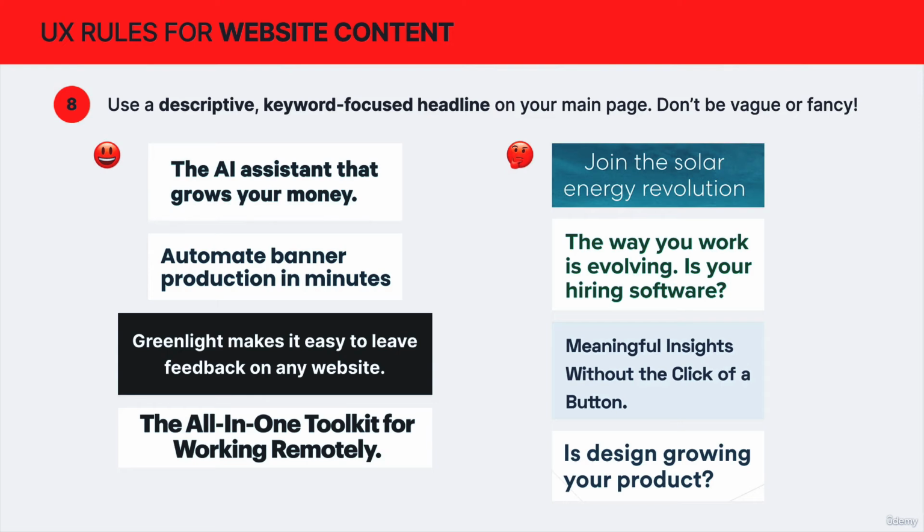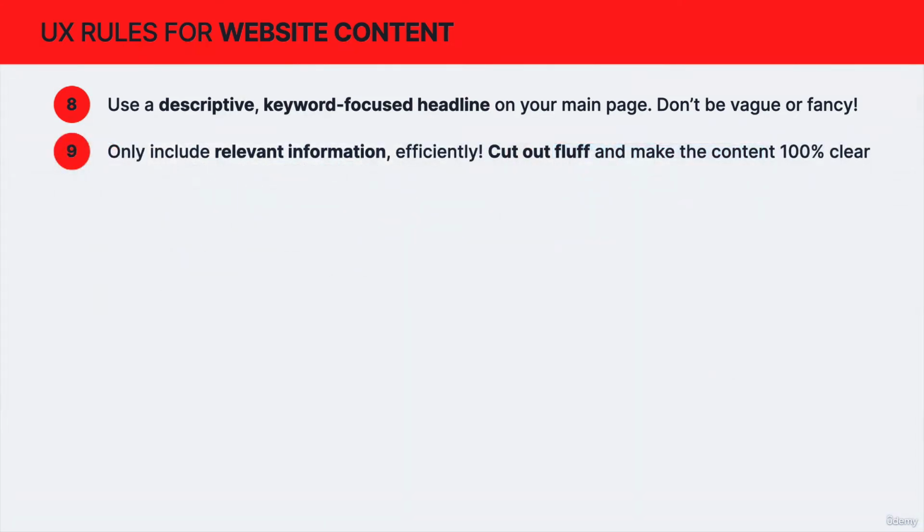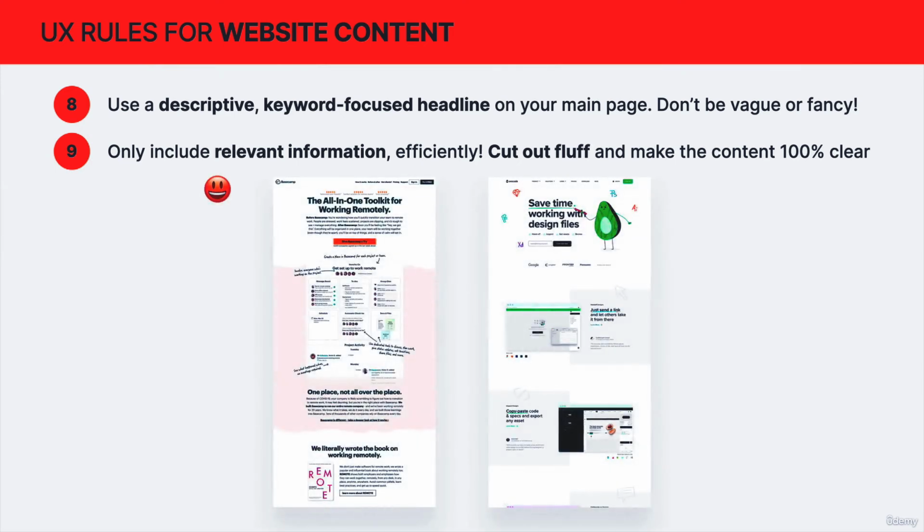Now, when you're actually deciding about the content of your website, make sure to only include relevant information and also to present it in an efficient way. So cut out all the fluff that you don't really need, like irrelevant images, text, illustrations, buttons, and so on and so forth. So everything that makes it onto the page should have a very clear purpose. And these two websites here actually do that really well. So you can pause the video and check them out if you'd like.